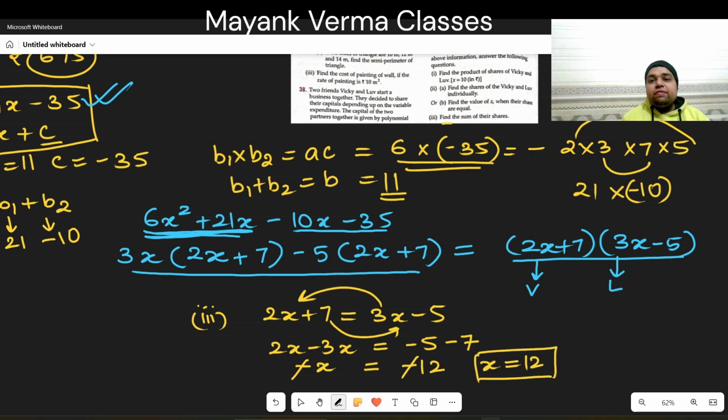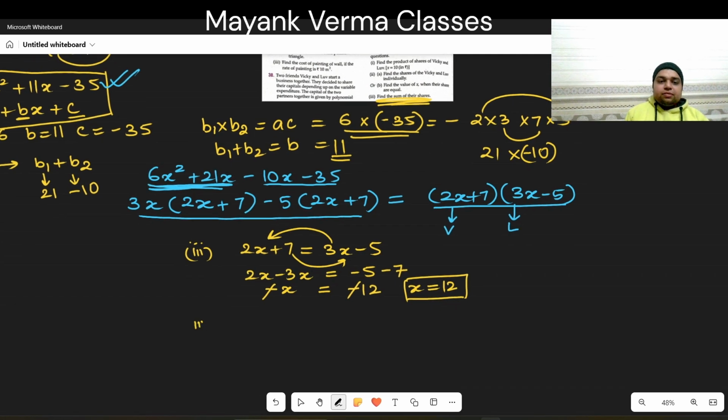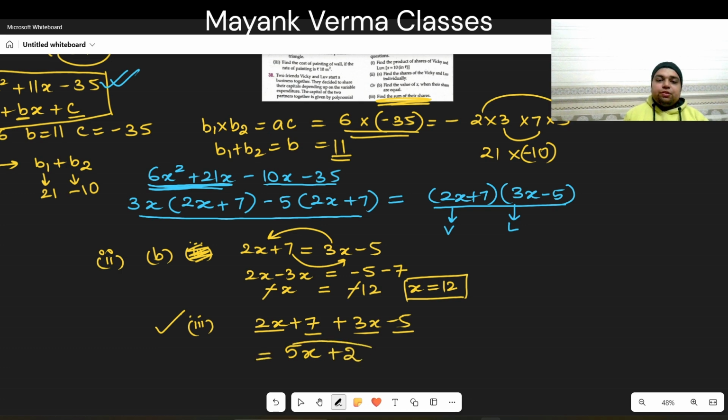Alright. Now find the sum of their shares. So in the next part, it is saying find the sum of their shares. So we will simply add these two things. So next, this is the B part of the second part, not the third part, and this is the third part. In this, it is asking for the sum of it. So 2x plus 7 plus 3x minus 5. So 2x plus 3x is 5x and 7 minus 5 will be 2. So 5x plus 2 will be the answer.